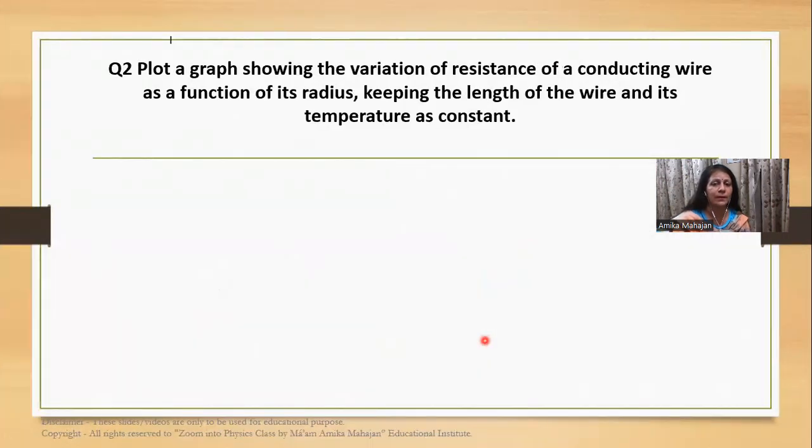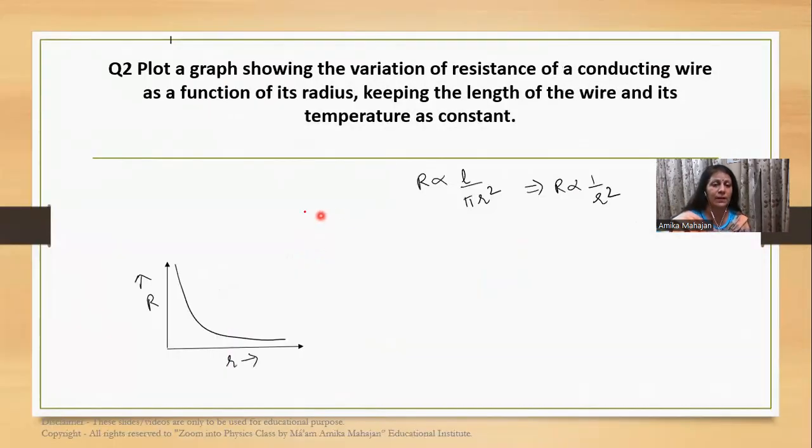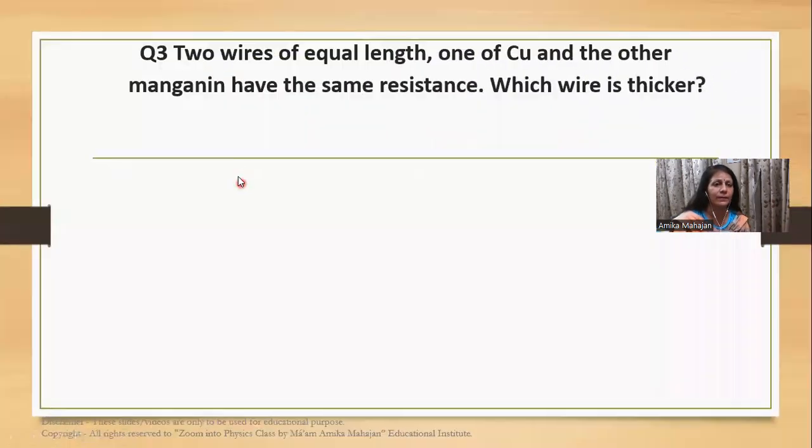Plot a graph showing resistance of a conducting wire as a function of its radius, keeping the length of the wire and temperature constant. We know that R equals rho L upon A. We are keeping temperature and length constant, so resistivity and length will remain the same. So R is inversely proportional to area of cross section, which is equal to pi r square. That means R is inversely proportional to the square of the radius. So it will be an exponent graph. Resistance will decrease exponentially with radius.